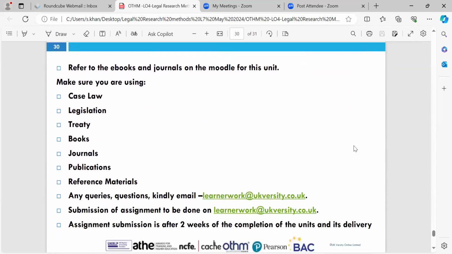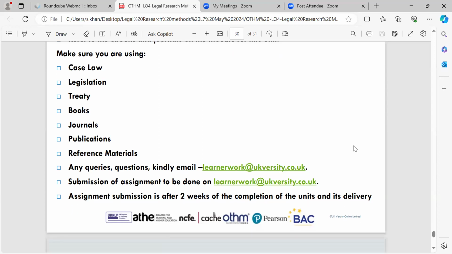Plenary: refer to ebooks and journals again on Moodle for this unit. Everything is on Moodle. All the recorded lectures are on Moodle. Any additional reading you can do, make sure you are using case law, legislation, treaties, books, journals, any sort of publications. Reference your materials. It's really important you use the Harvard system for referencing, and I reiterate this so many times because it's so important, because you will be able to identify that your work has not been plagiarized, or if there's any collusion in that. Use ebooks, use the sources on Moodle, any sort of additional reading.